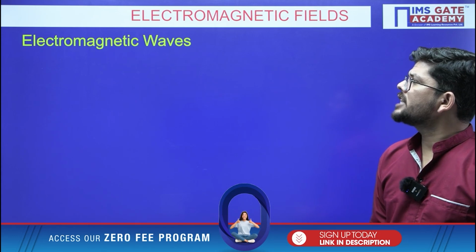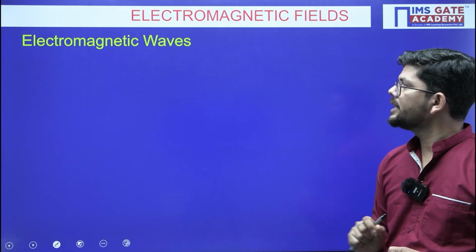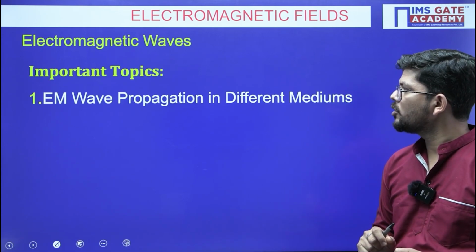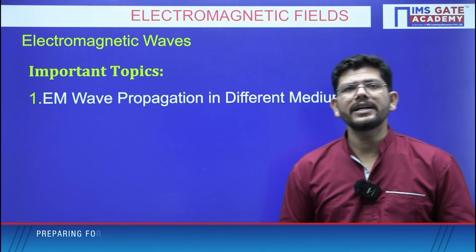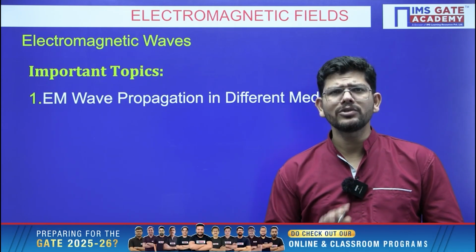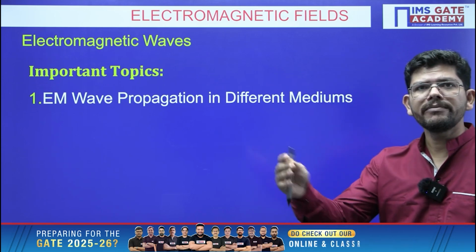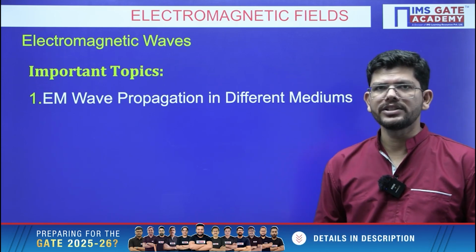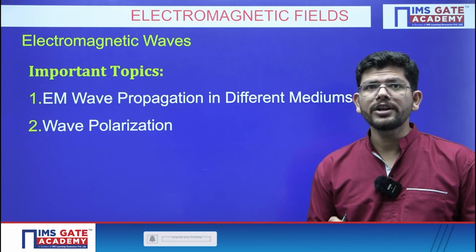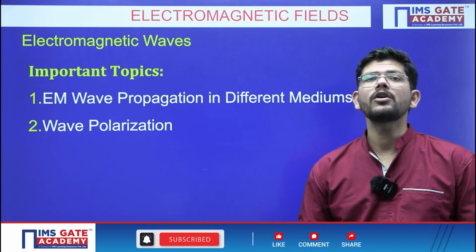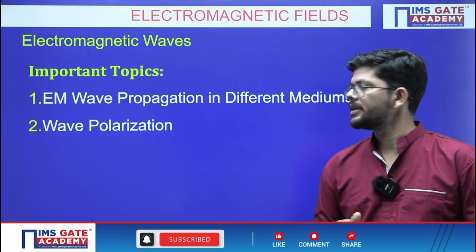Next important chapter, which is for only EC students, is electromagnetic waves, and the important topics are EM wave propagation in different media: in space, in dielectric, in lossy dielectric, in perfect dielectric. So in all media you should know how the EM wave is propagating and the related equations. Wave polarization is a very important topic. It has contributed GATE questions many times. It will contribute GATE questions in the upcoming exam as well.